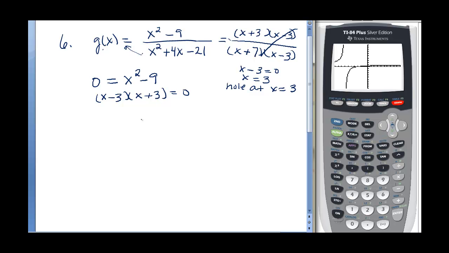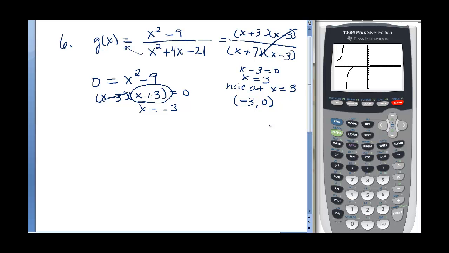So now I don't have this situation because that's been taken out. I just have the x plus 3. I solve for that and I get x is equal to negative 3, or x-intercept, or my horizontal intercept, and that is going to be at negative 3, 0.